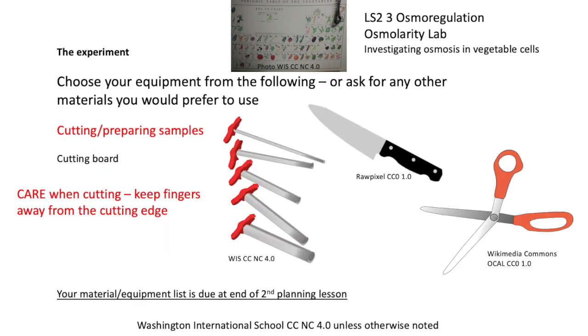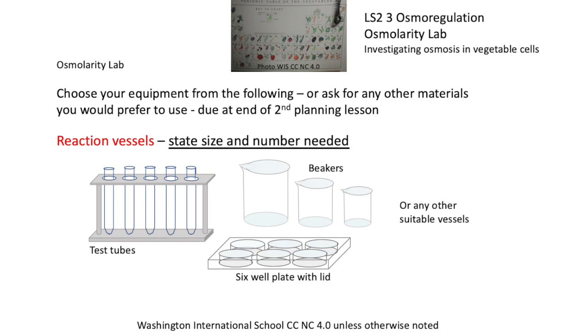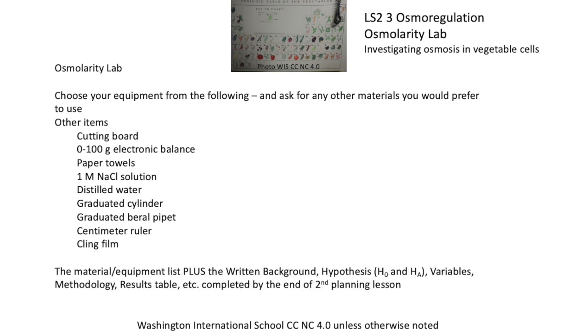You're going to choose a cutting material. All of your apparatus and equipment, you're going to give a list at the end of the second lesson as to what you want for your lab. You will also have the reaction vessel, the containers that you're going to place your sample in the salt solution. And pause to look at the other materials that you may want and anything else that you need.